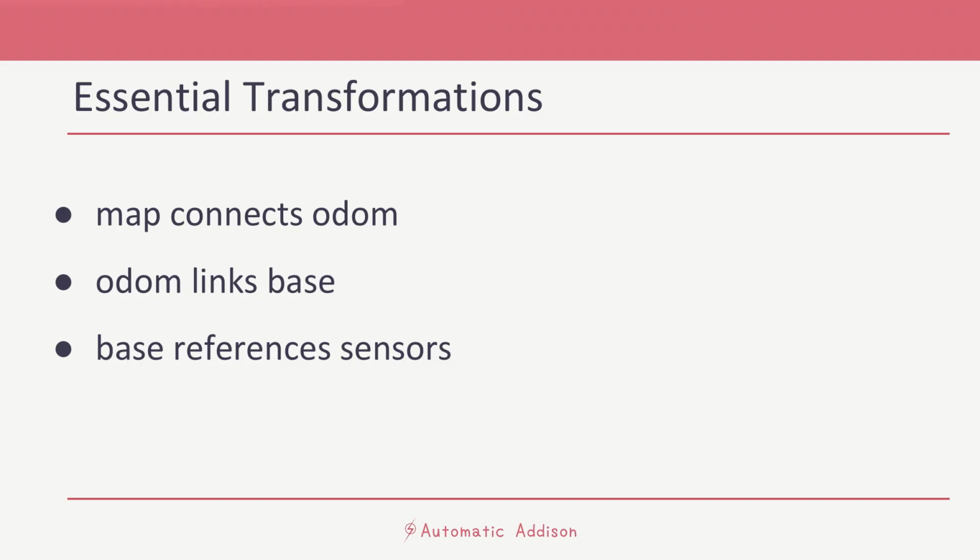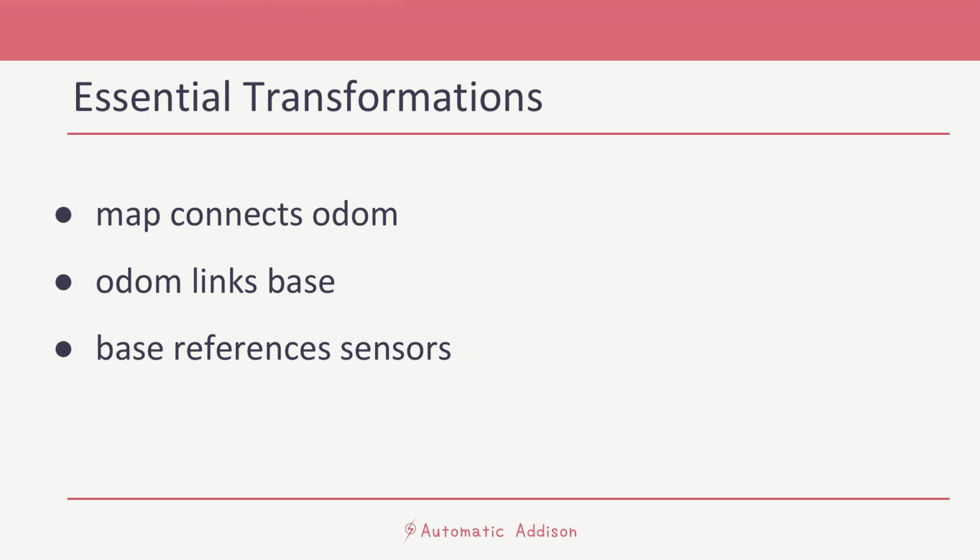For Nav2 to do its job, it needs to know how these coordinate frames relate to each other. Nav2 requires the following specific transformations between coordinate frames to be published over ROS2. First, the map to odom transform. This transform connects the global map frame to the robot's odometry frame. It's usually provided by a localization or mapping package such as AMCL, which you'll learn about later, which constantly updates the robot's estimated position in the map.